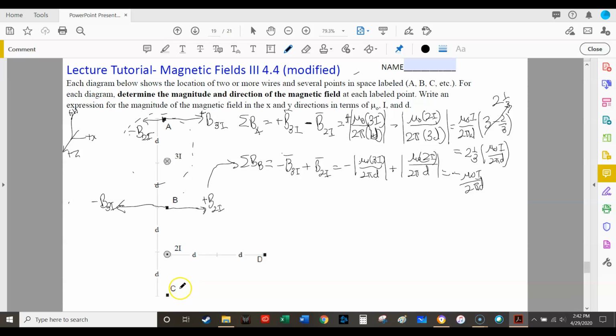Let's do C. D's, we're going to save D. We're going to need a larger area because you have to do D in 2 dimensions. So C, let's do C. Try it here. I'm going to establish the directions. So pointing my thumb out of the page, I'm going to get a rightward pointed magnetic field.